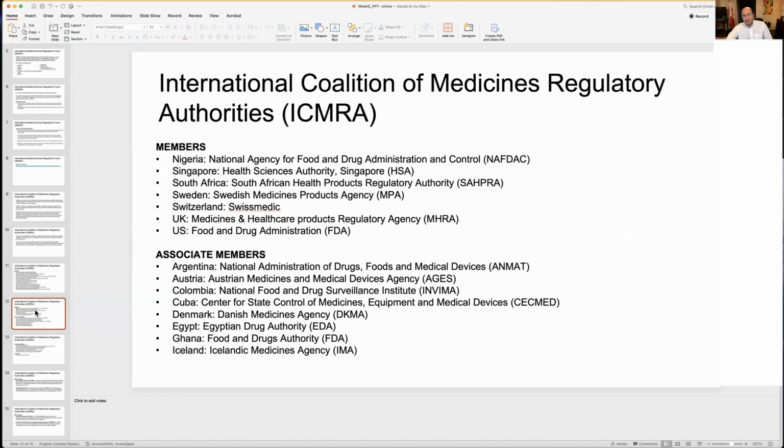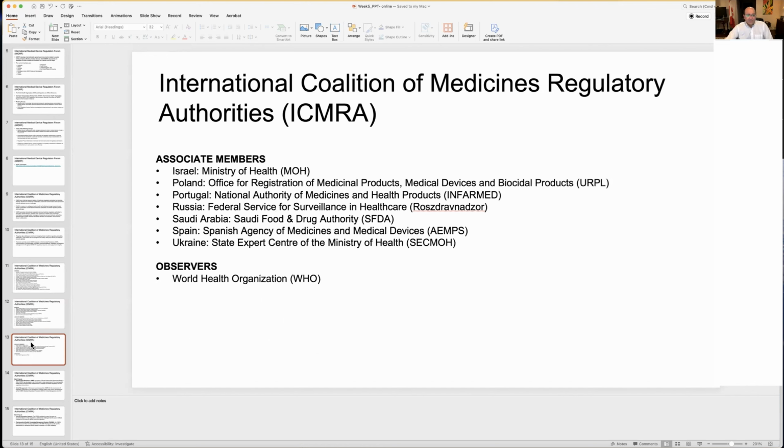They also have associate members from, of course, Argentina, Australia. These are all regulatory authorities of these countries, and it goes down to Iceland. And of course, we can continue with other countries. And they also have the observers, I would say, which are all coming from the World Health Organization.